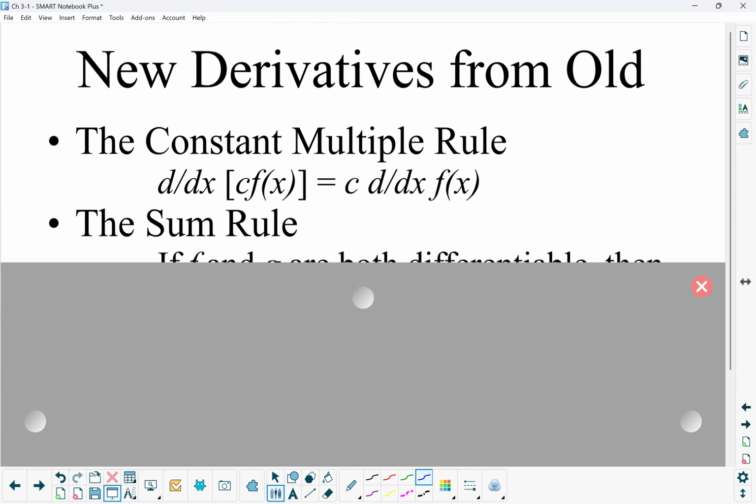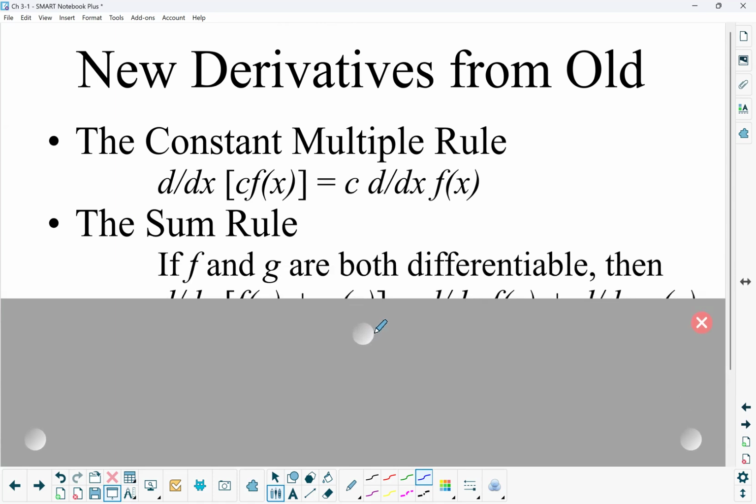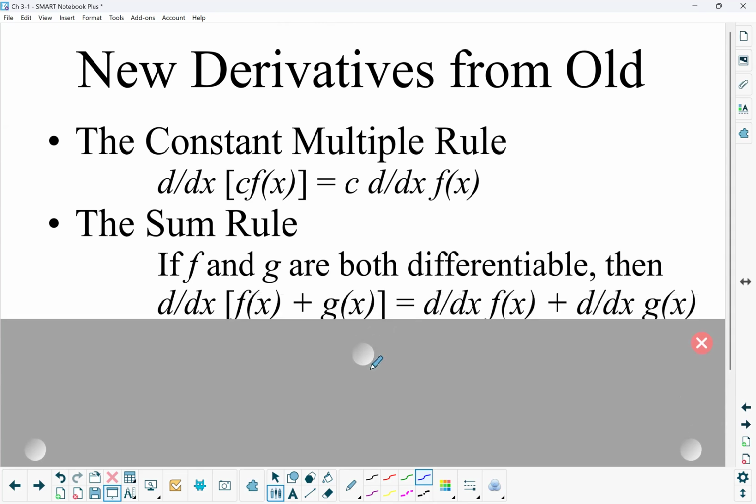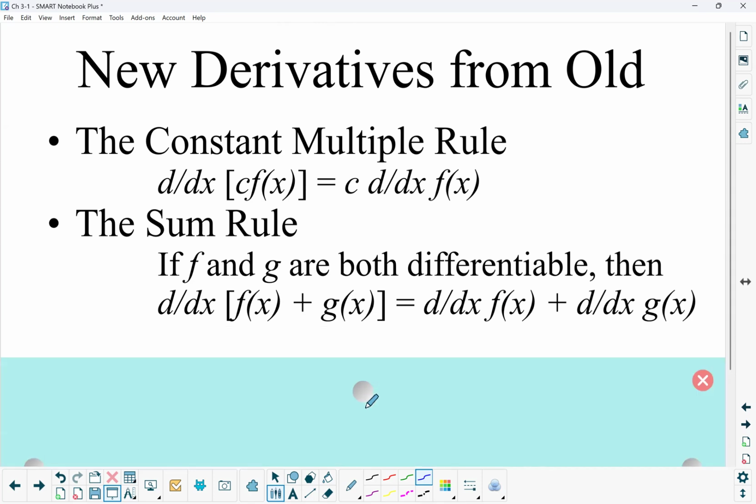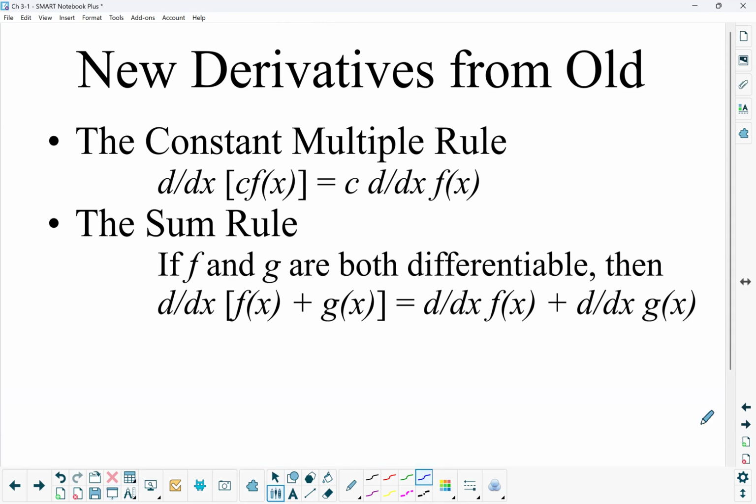The sum rule: if we have functions f and g, and they're both differentiable, we can take their derivatives. Then the derivative of the sum of those two functions is the derivative of the first function plus the derivative of the second. So the derivative of the sum is equal to the sum of the derivatives. Very useful when we work with polynomials.